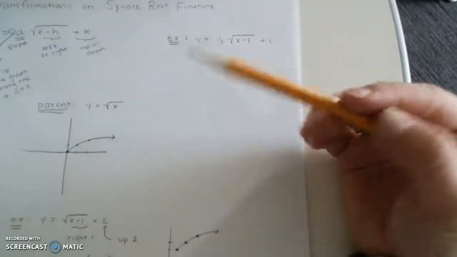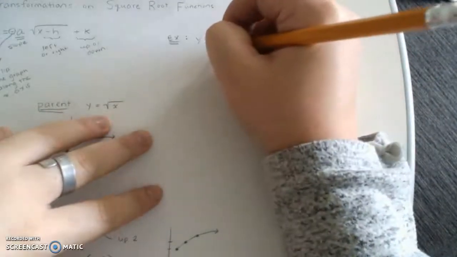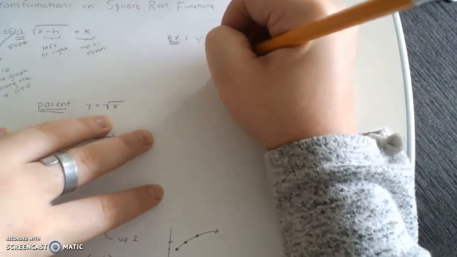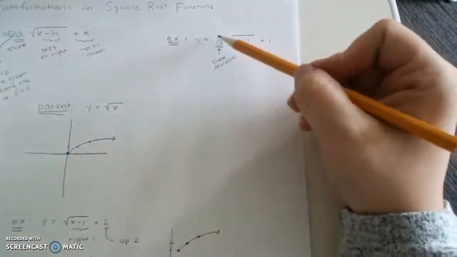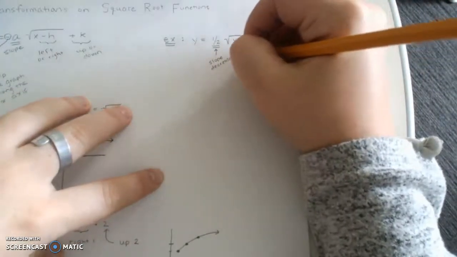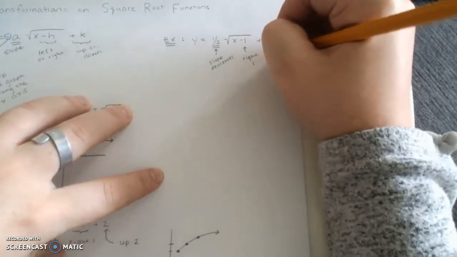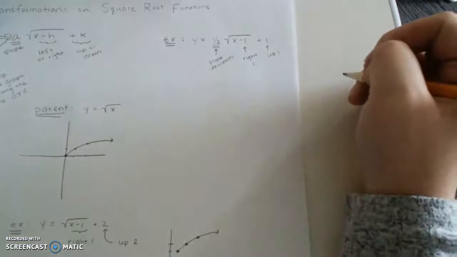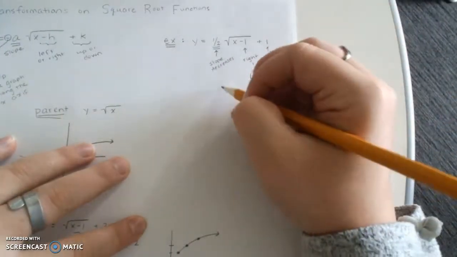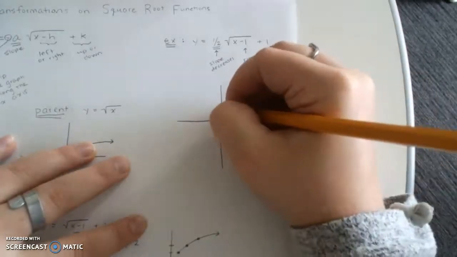It's not a negative, so I'm not going to flip it. I have a 1/2, so my slope decreases. Instead of being 1 over 1, it's now 1 over 2. This number is going to shift me right 1. This number is going to shift me up 1. So my new vertex is an x of 1, a y of 1. 1, 1.